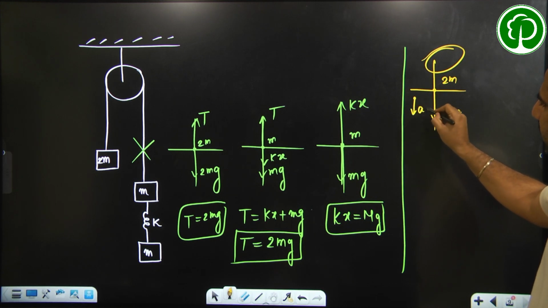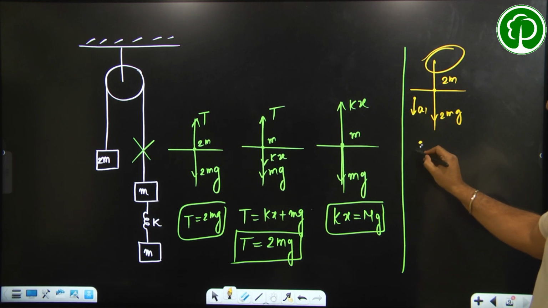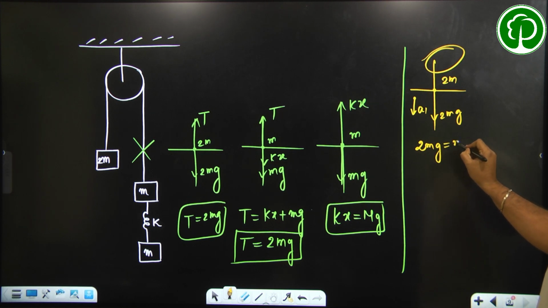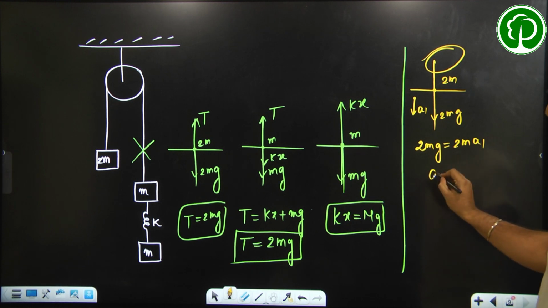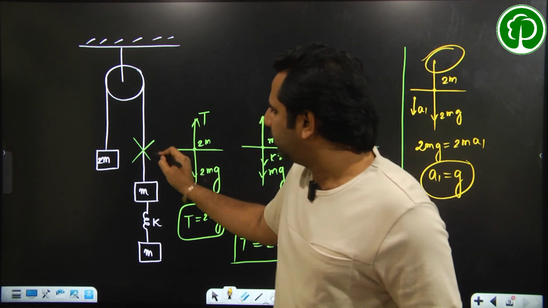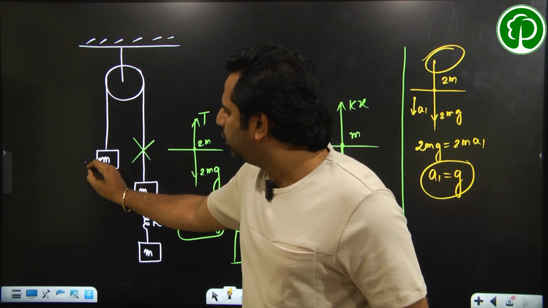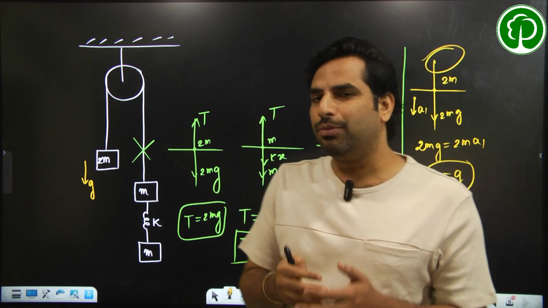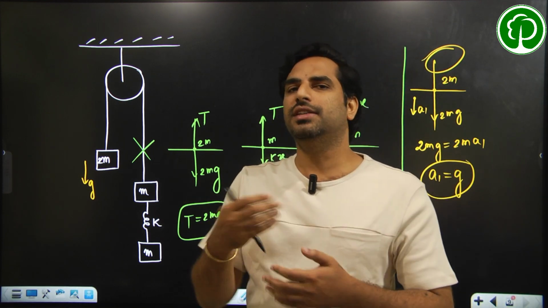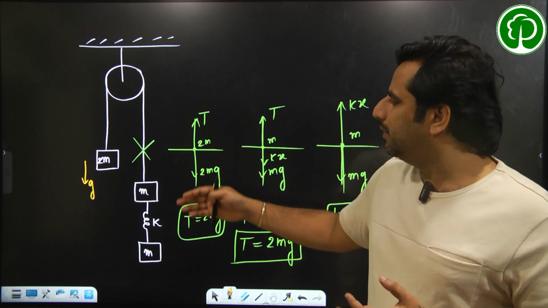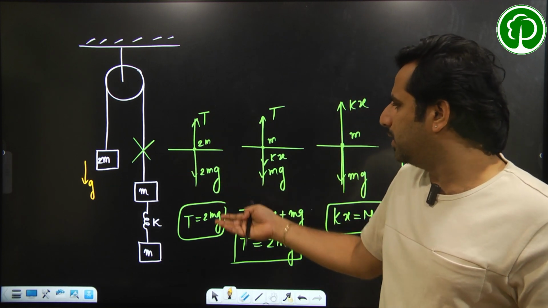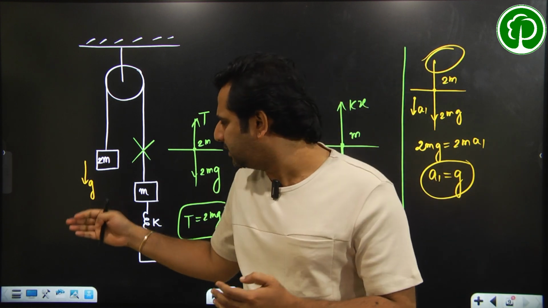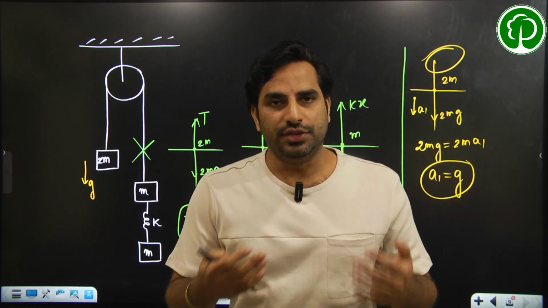So let me call the acceleration as a1. So the net force is 2mg, that is equal to mass 2m into a1. So a1 is equal to g downwards. So as soon as you cut this string, 2m is experiencing free fall at that instant. I'm only bothered about that instant. Next instant, based on different aspects, we can decide what is happening to the system. But at that instant, acceleration of 2m is g down.